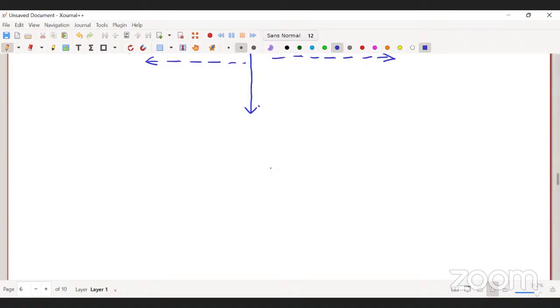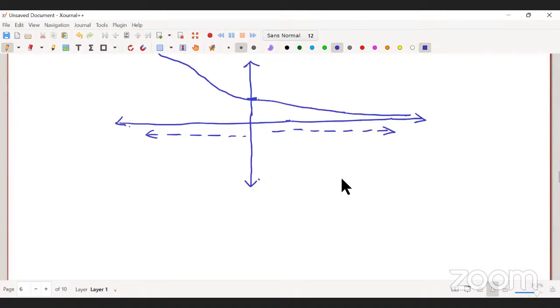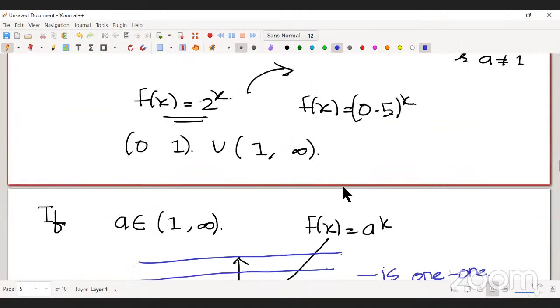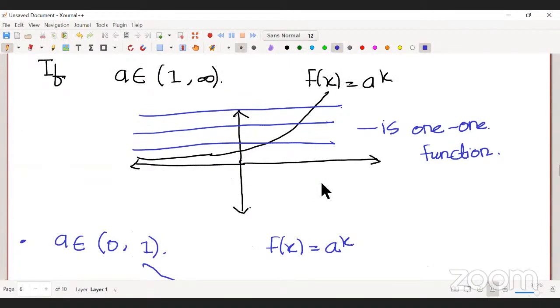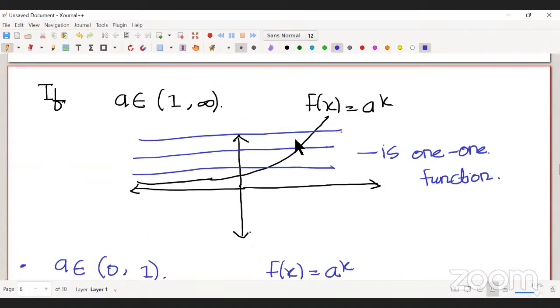The next thing is, when we discuss inverse functions, we'll discuss the inverse of this exponential function, which is actually important for this course. The inverse of this exponential function is basically the logarithm function.